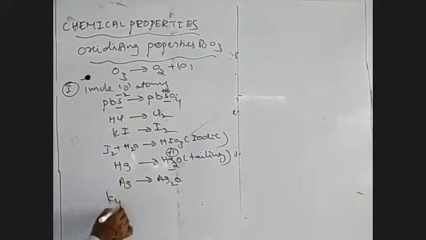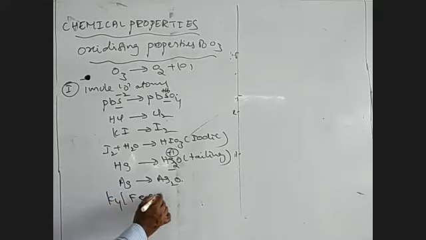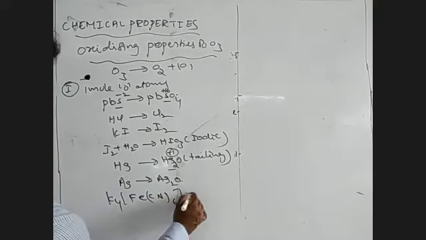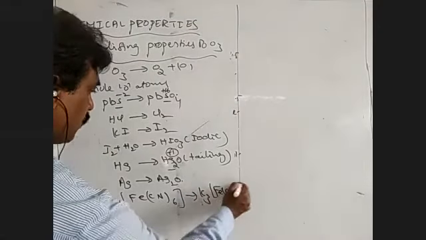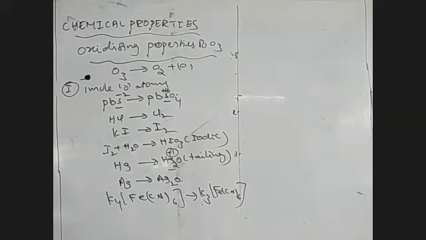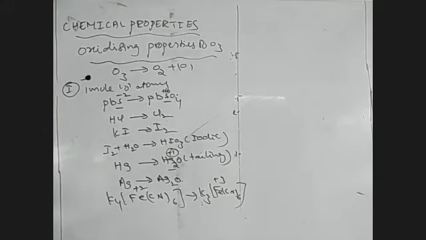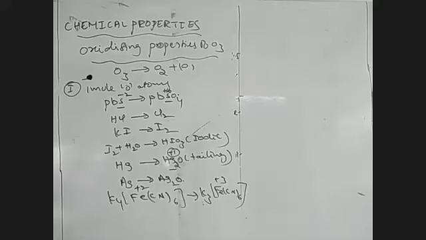And K4Fe(CN)6 is oxidized to K3Fe(CN)6. The oxidation state of Fe is +3. So these are the oxidation reactions.